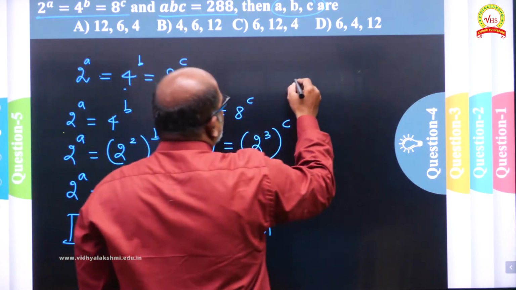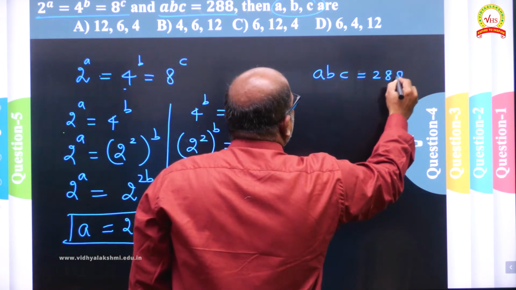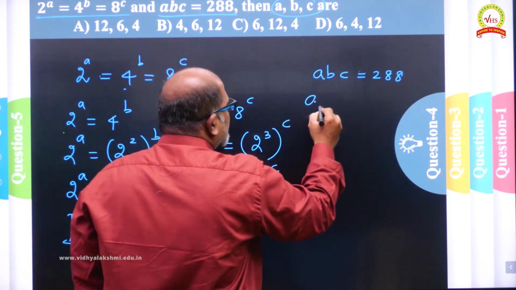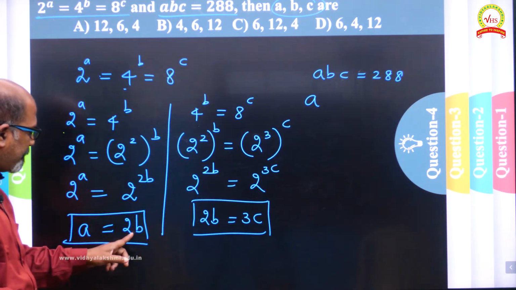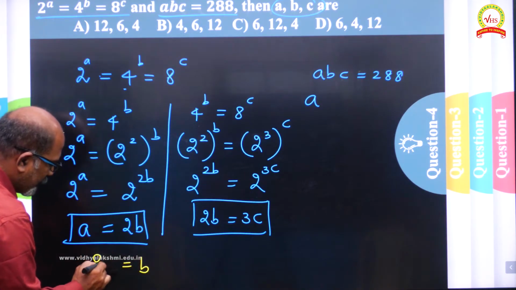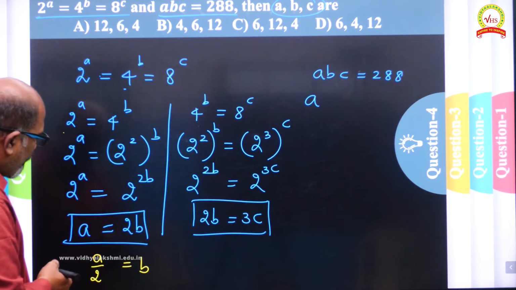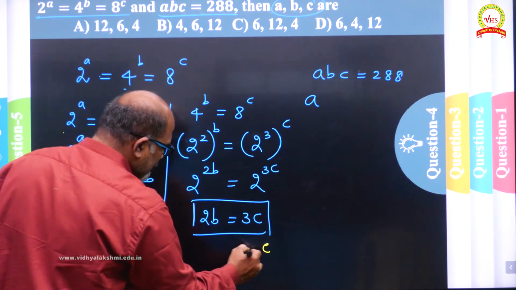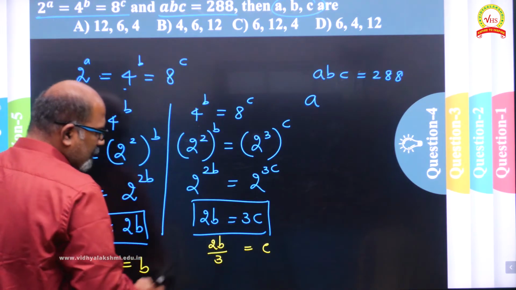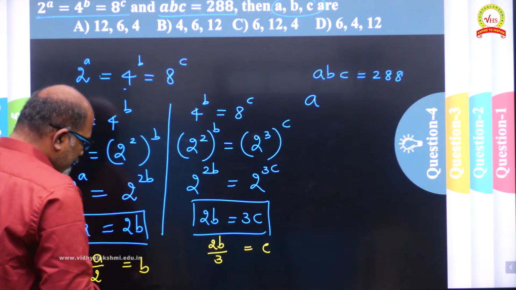Now I'm going to work with abc equal to 288. This a I am going to keep the same, and b I want to replace. So when I find the value of b from this, I will have b equal to a by 2. Am I right? Yes. When you want to find the value of c from this, c is equal to 2 times b divided by 3.